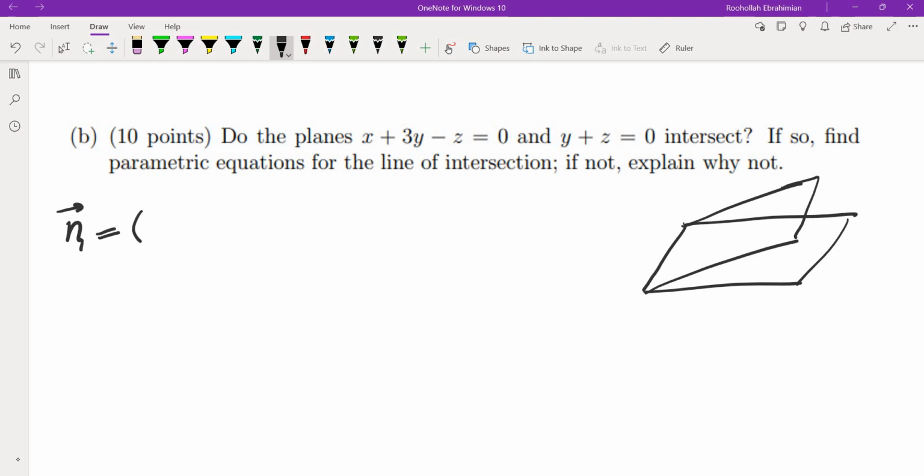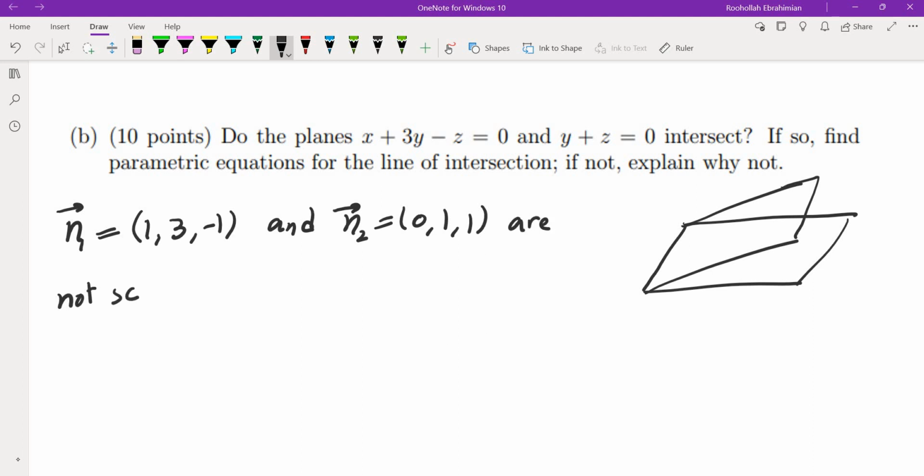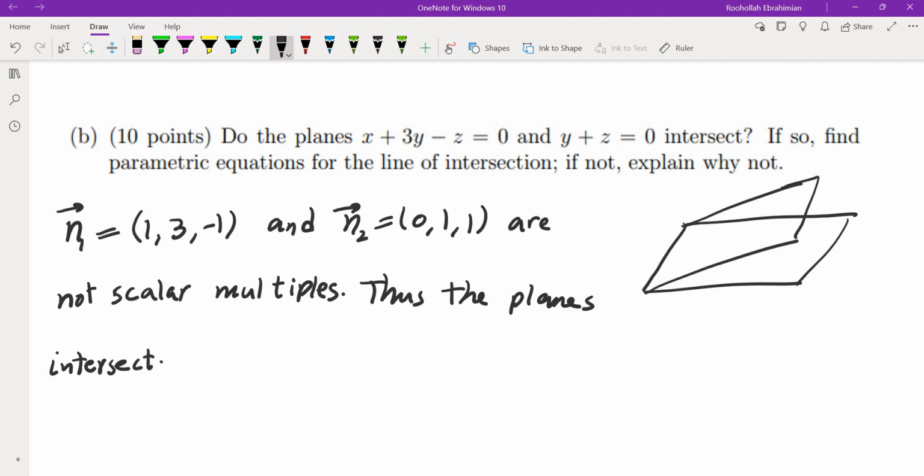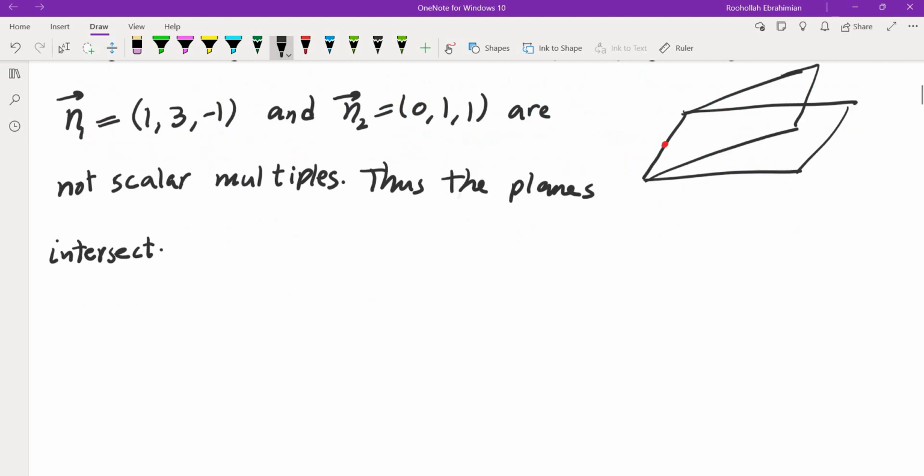The normal vector to the first one is (1, 3, -1), and the normal vector to the second one is (0, 1, 1). These are not scalar multiples, so that means the two planes do intersect. Now we want to find the equation of the line of intersection. In order to find the equation of a line, we need one point and a direction vector. Clearly the origin is on both planes.